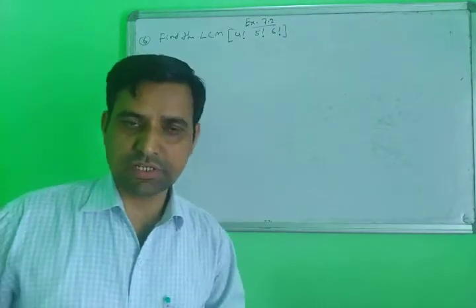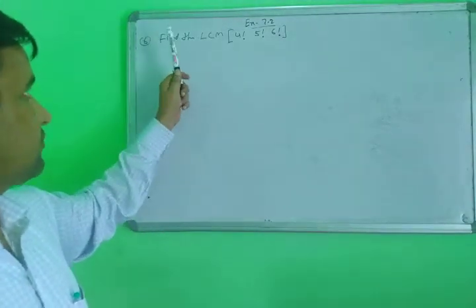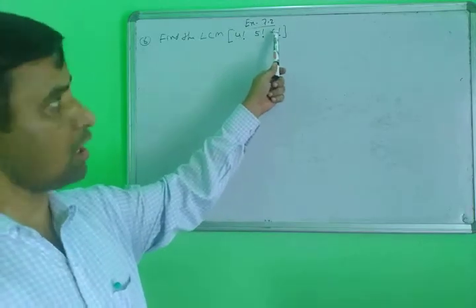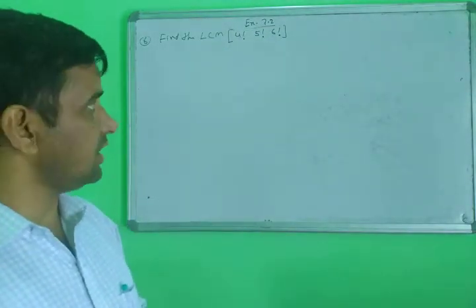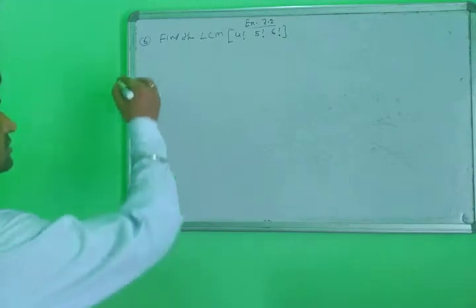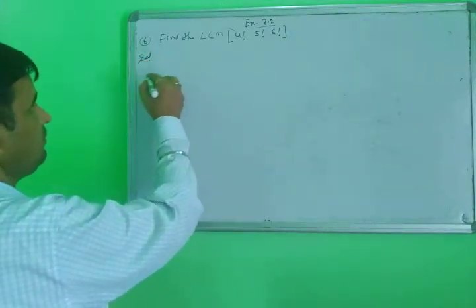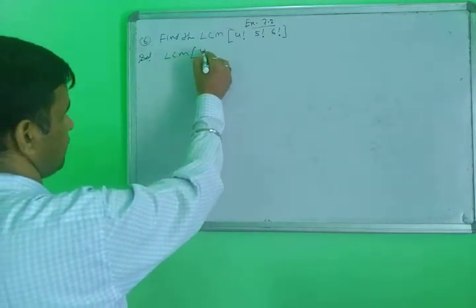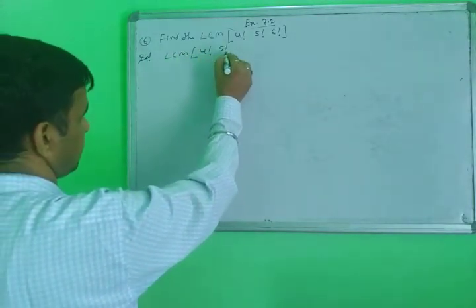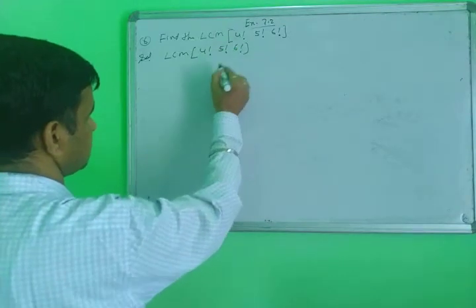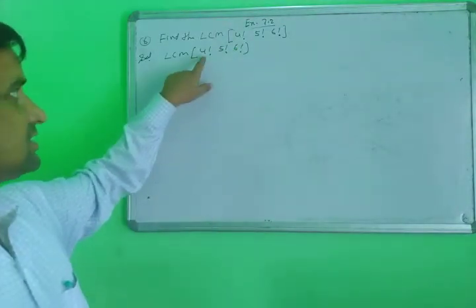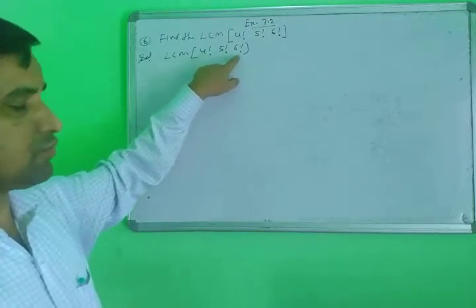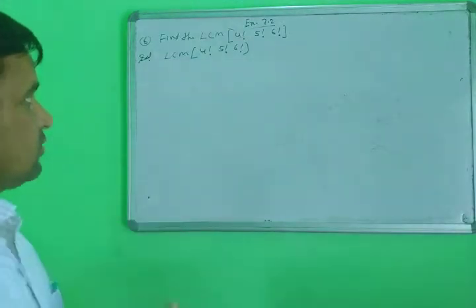Yes, students, next question. I am taking question number 6. Find the LCM of factorial 4, factorial 5 and factorial 6. So how to take the LCM in this type of factorial question? LCM of factorial 4, factorial 5 and factorial 6. First of all, you will find the separate factors of factorial 4, factorial 5 and factorial 6.